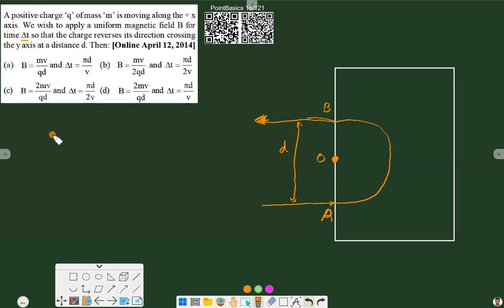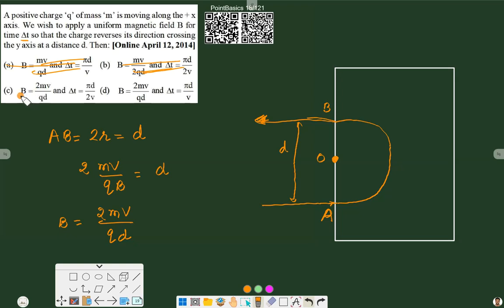So the distance A to B will be twice the radius, and it is given as d. We know radius is equal to mv by qB, which is equal to d by 2, and from this we can find the value of the magnetic field. B comes out to be 2mv by qd. So this will be the value of the magnetic field, and from this option A and option B get cancelled. We have only two options available, C and D.